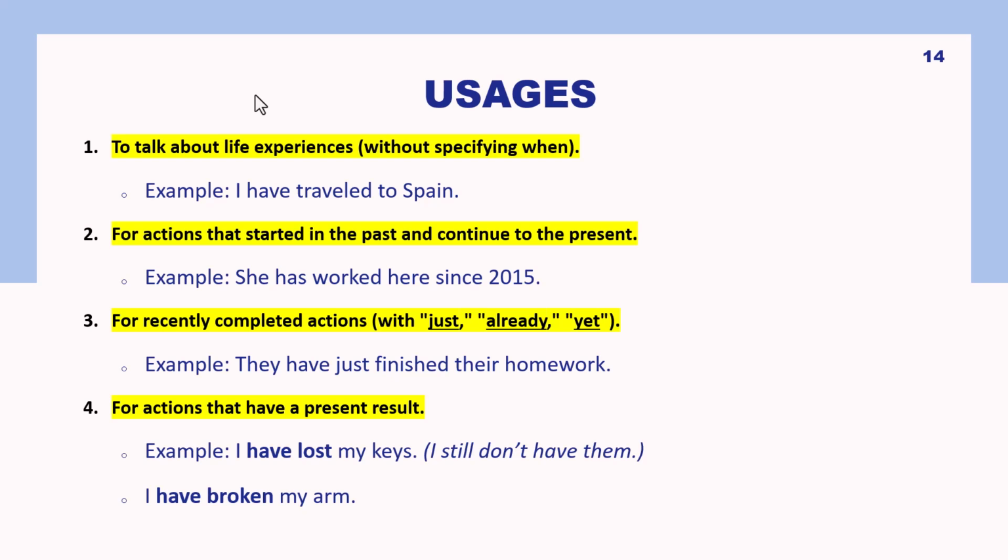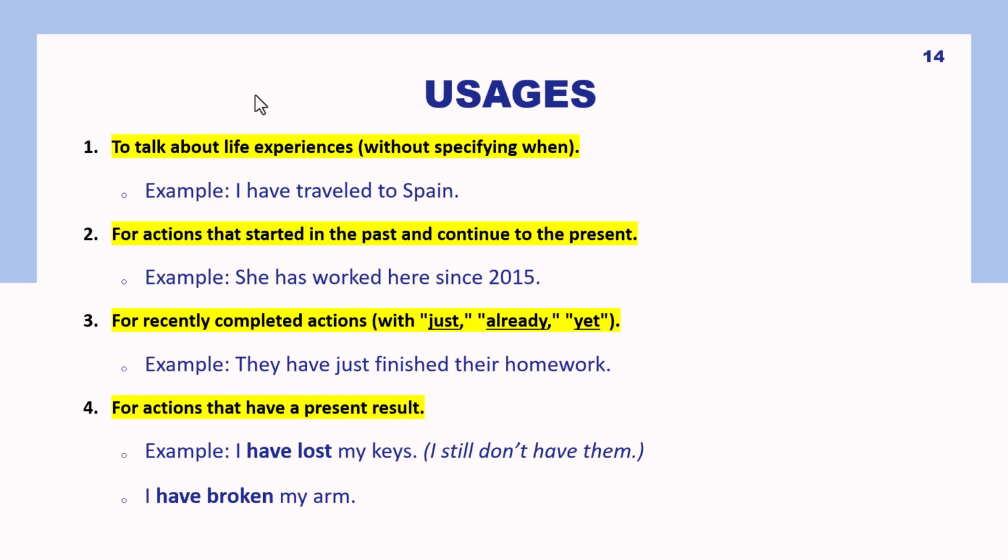And the last but not the least usage is that we use present perfect tense to talk about actions that have a present result. The action happened in the past, but the result is still visible right now in the present. For example, I have lost my keys. When? Maybe I lost my keys last night, but I still don't have them. So since I still don't have my keys, the action happened in the past and it still has a present result.